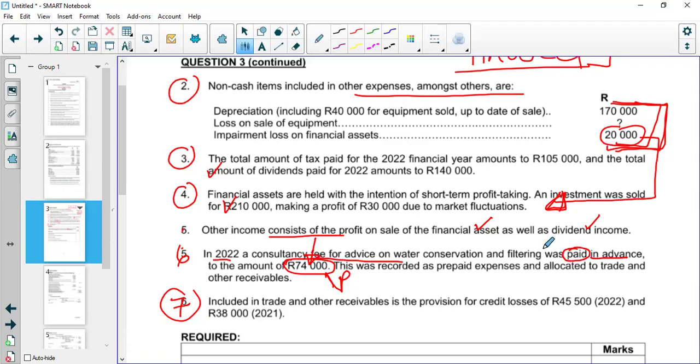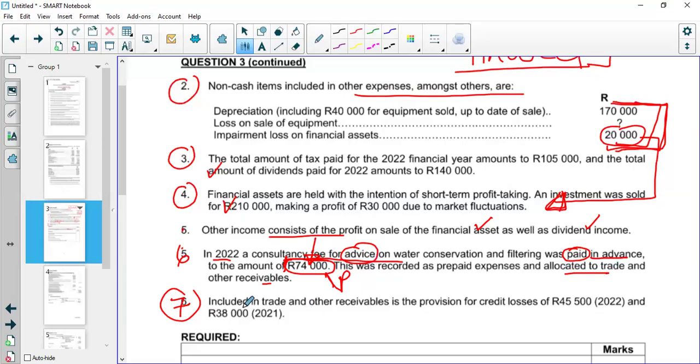When we deal with cash paid to suppliers, this is a supplier of advice, right? So they supplied us with advice and we paid. Although it's a prepayment, we paid in advance, we have to include it. And also remembering that it's recorded as trade and other receivables, we have to exclude it from trade and other receivables. Remember, we just want the trade receivables only, not other.